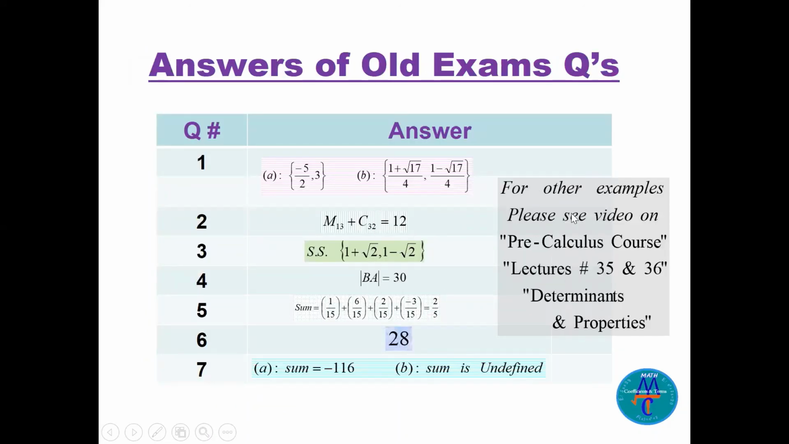For other examples, please, you can see the video on the pre-calculus course, lectures 35 and 36, determinants and their properties.